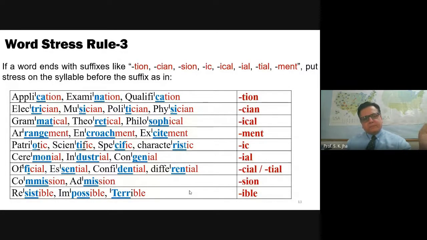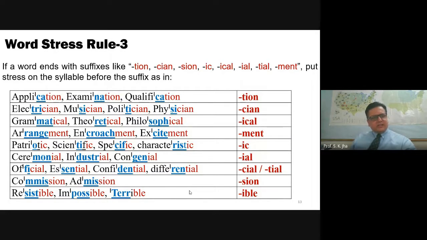See, these things may sound a little mechanical to you, but slowly it becomes instinctive, natural. Maybe after a couple of weeks, once you practice this, it will become very natural. So let's practice with me. For tion: application, examination, qualification.